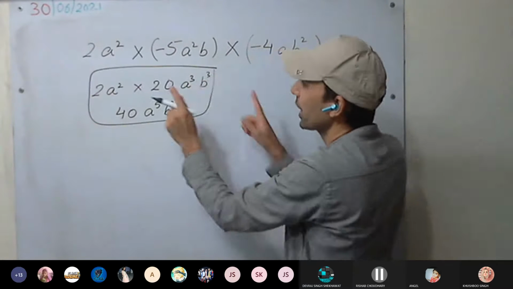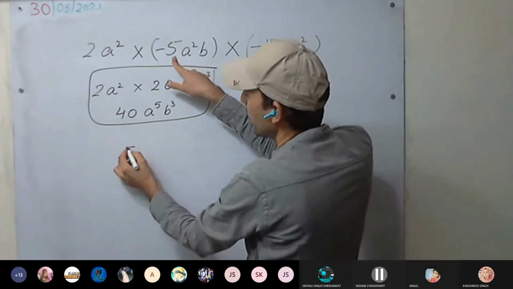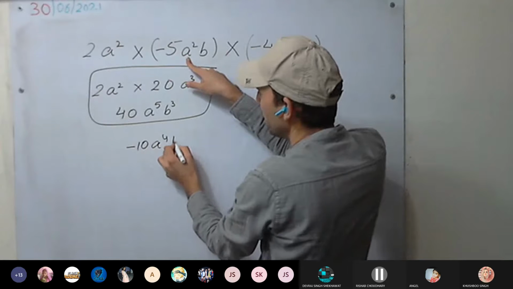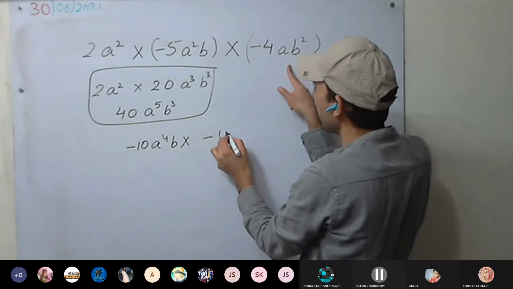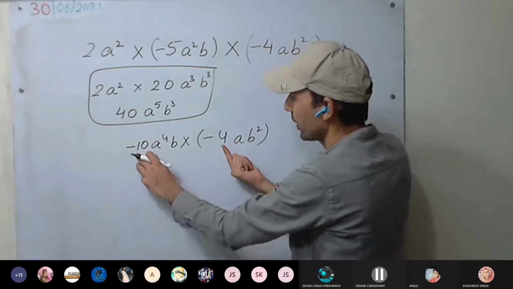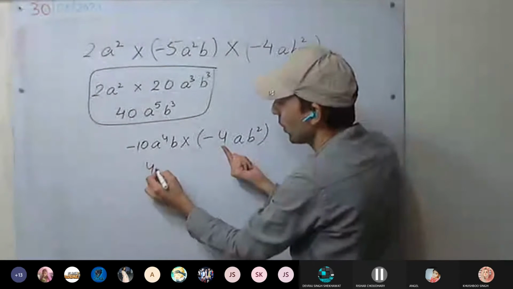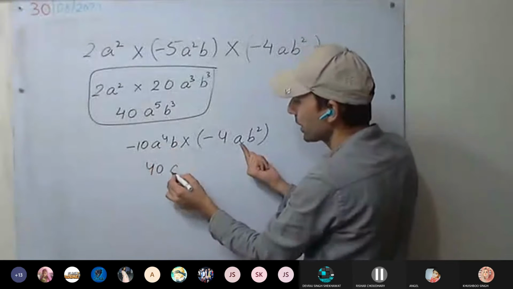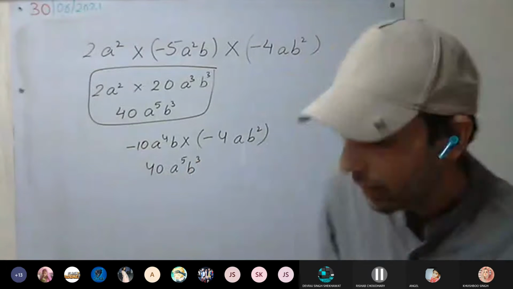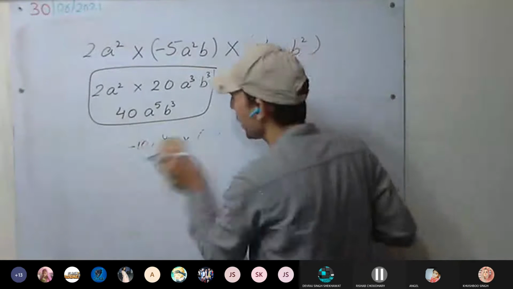Or you can do it like this as well. First these two: minus 10a raised to power 4 b into minus 4ab square. Minus minus plus, 40a raised to power 5 b cube. In any order you can do. You can do it in one go as well. See here how.